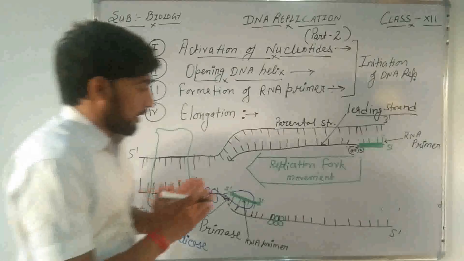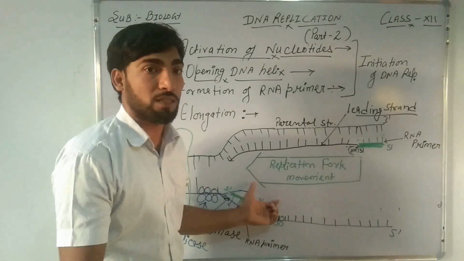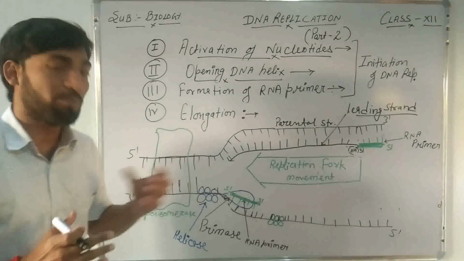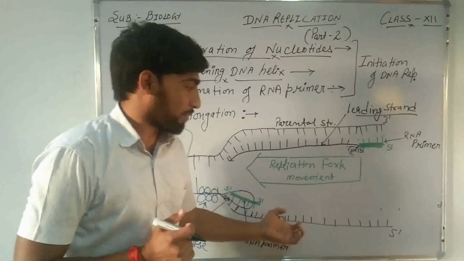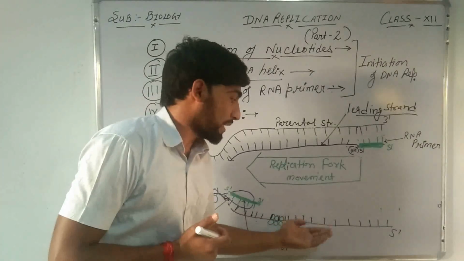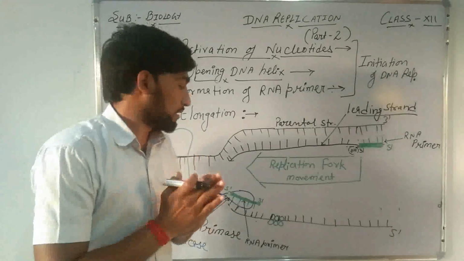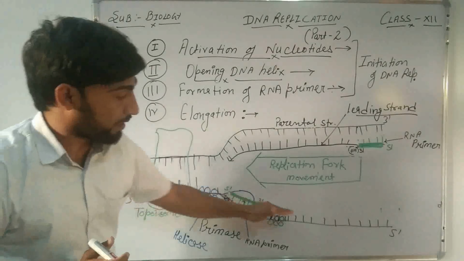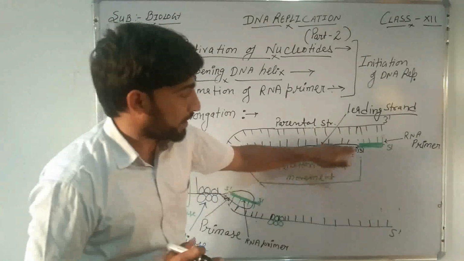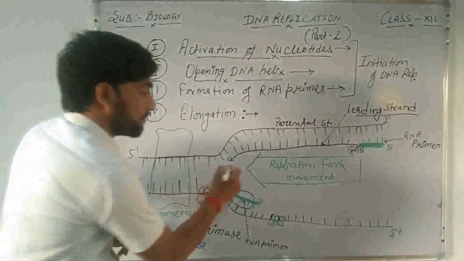On this strand, the synthesis of a new complementary DNA strand will be accomplished in small DNA fragments, and these fragments of DNA are known as Okazaki fragments. The synthesis of the new complementary strand on this parental strand occurs in small DNA fragments for a reason: the synthesis of this strand occurs in a direction opposite to the direction of the replication fork. As we have studied earlier, DNA is always synthesized in the 5' to 3' direction.